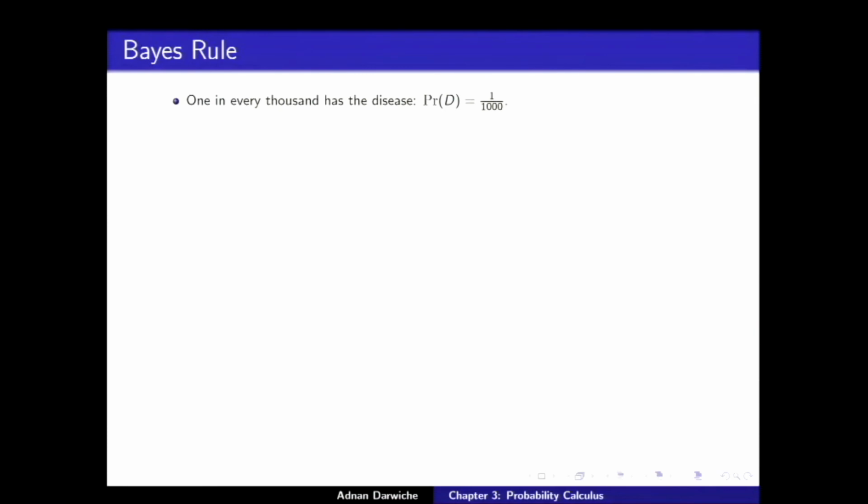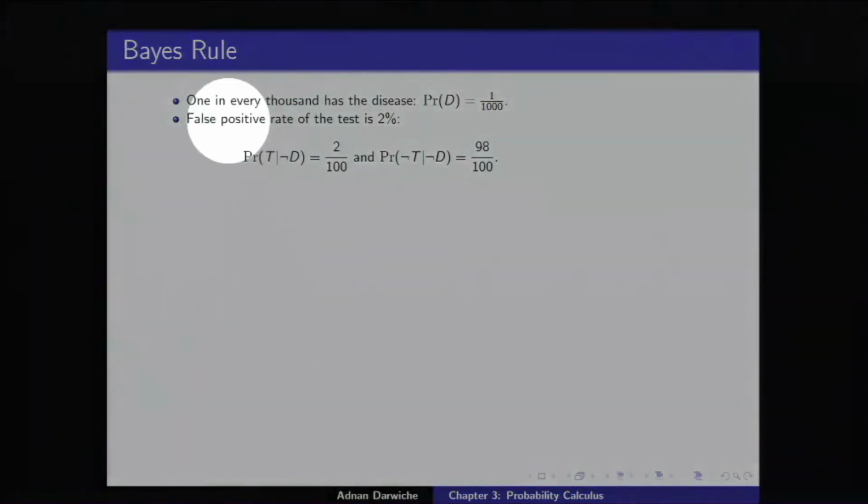So here it is, right? This is the first thing we know. 1 in every 1,000 has the disease. That's the probability of D is 1 over 1,000. That's pretty simple. Now the false positive and negative rates, okay? So look at this. This is the false positive. What does false positive mean? The probability that the test comes out positive given there is no disease, correct? That's a false positive. We're told that's 2%. Immediately from that, you can get this: the probability of not T given not D is just 1 minus that, right? So we already know this one too, correct?